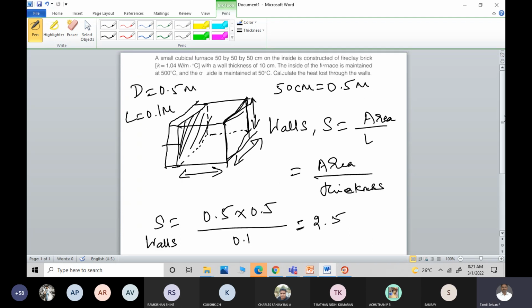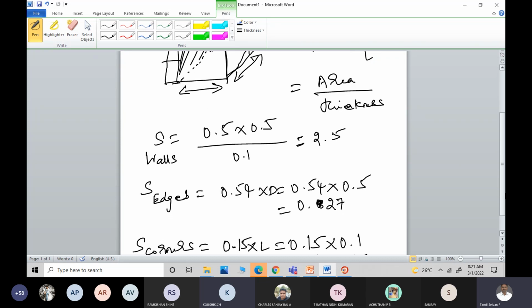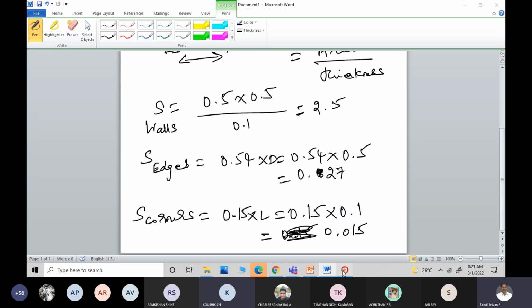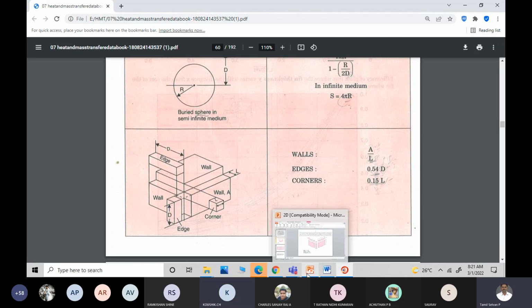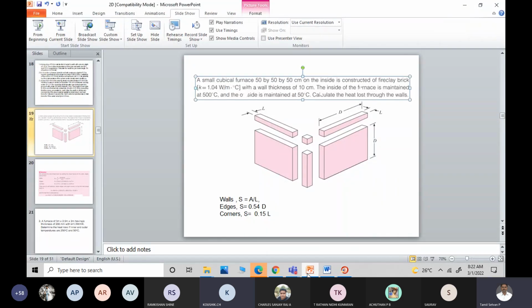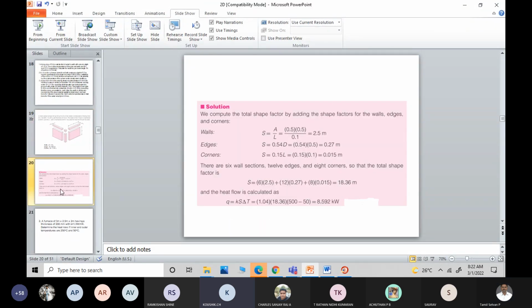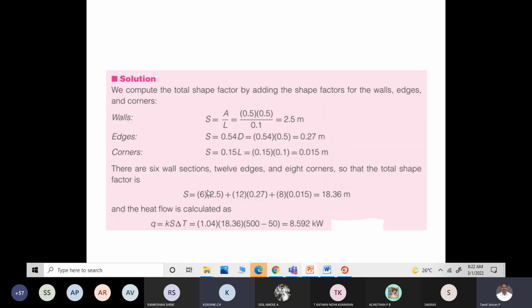Some of them say 4 walls, sir. Actually, 4 walls is not correct. The top surface and bottom surface have to be included. And we have taken 2.5, 0.27, and 0.05. Now you can find the solution here: 2.5, 0.27, 0.015 meters. You can see it is calculated as 6 into 2.5 because 6 walls, 12 edges, 8 corners. So 18.36, and the final solution is 8.592.